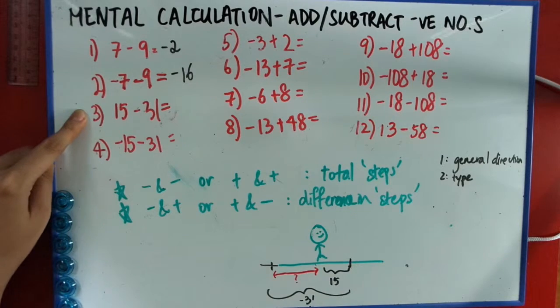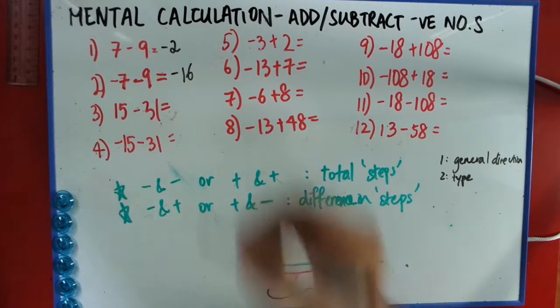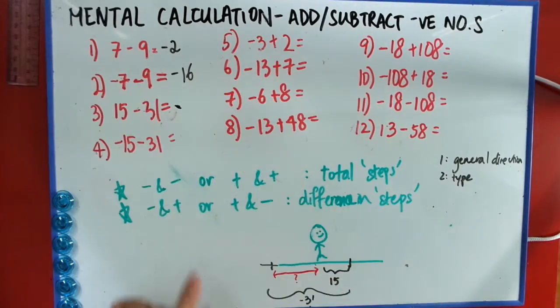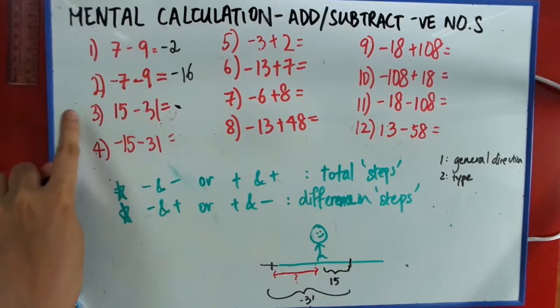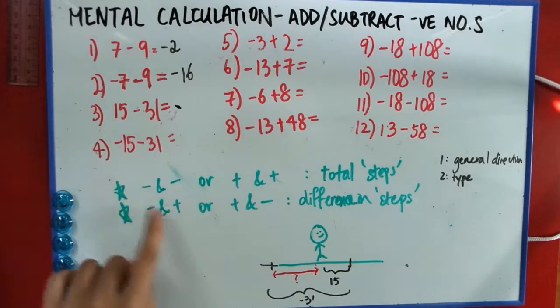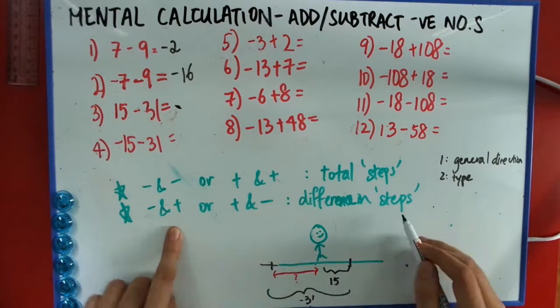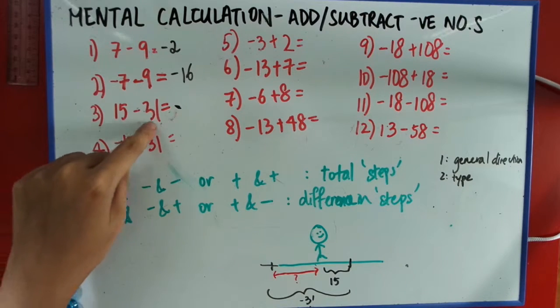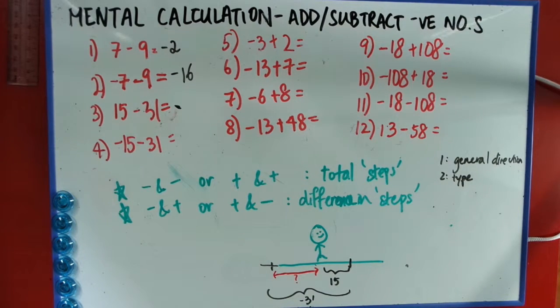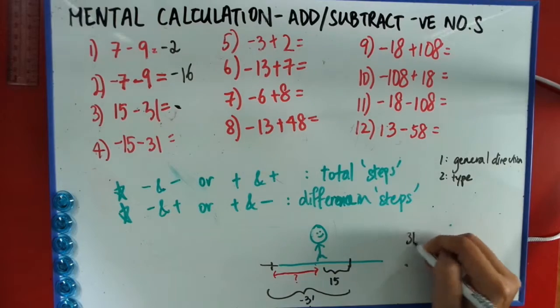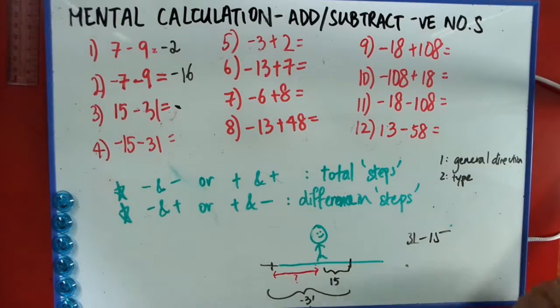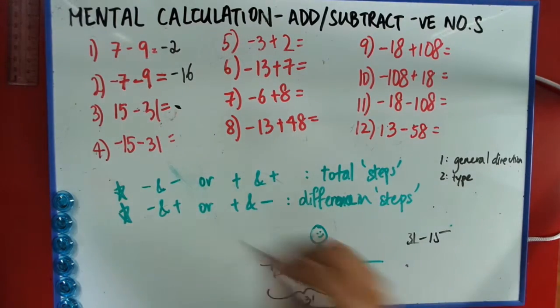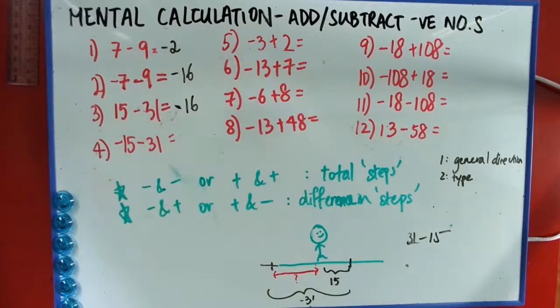Just imagine. 15 steps forward, 31 steps back. It is clear, right, that he will end up at the back. So the general direction is to the back. Now, what type is it? It is this type, right? The second type, which is what I call the difference in steps. The difference between 31 and 15. So I just have to do 31 minus 15. Simple, right? It's just the difference between these 2 numbers, which you should get very easily, minus 16.